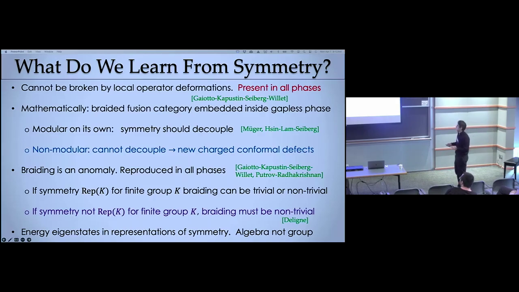However, if the symmetry is not Rep K for some finite group K, and we'll have examples like that, then it's a theorem that the braiding must be non-trivial. So in this case, you get some anomaly for a non-invertible one-form symmetry that you detect just based on the fusion rules. So that's a little bit of a novel feature. And finally, the last thing I would like to highlight is that the energy eigenstates are going to be in representations of the symmetry, of course. And when this is non-invertible, it will be some kind of algebra, not a group. So it will be interesting to explore that more.